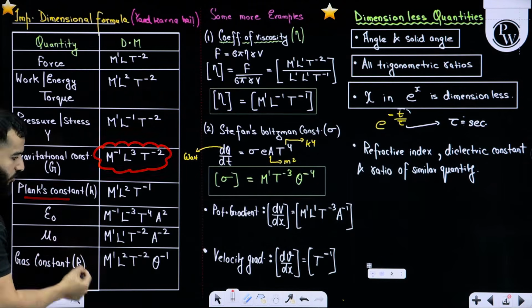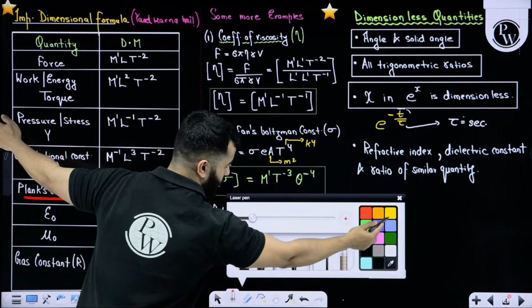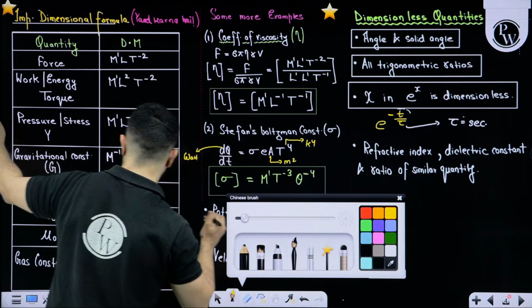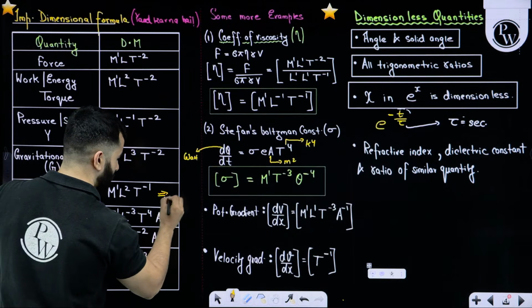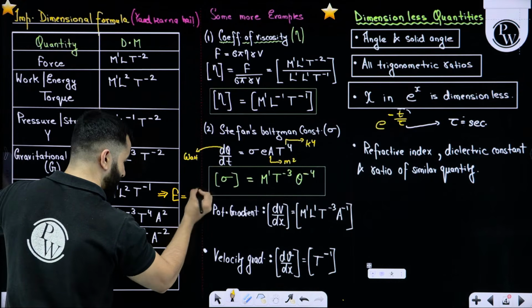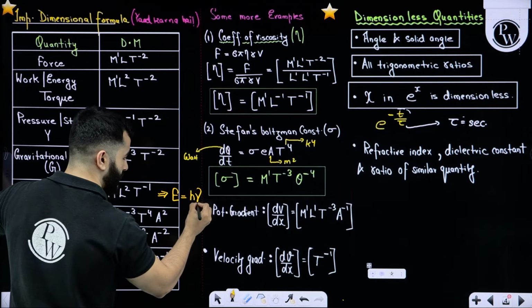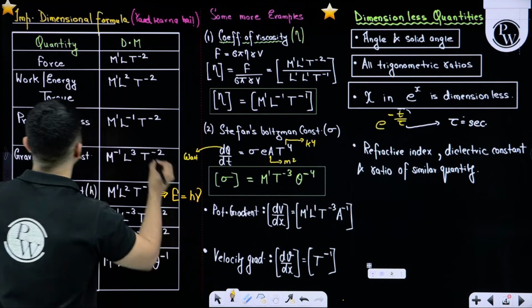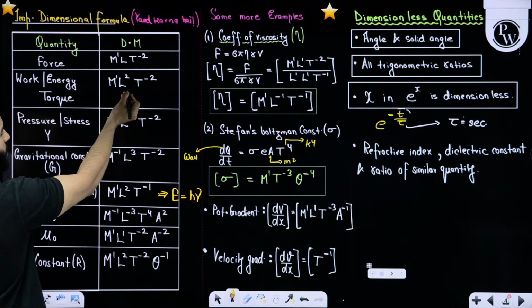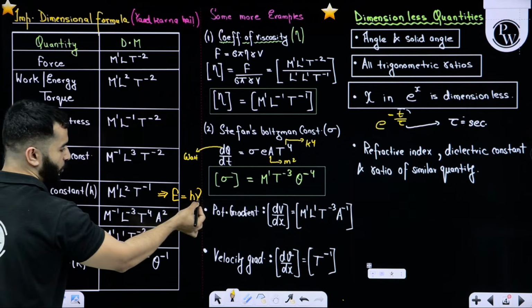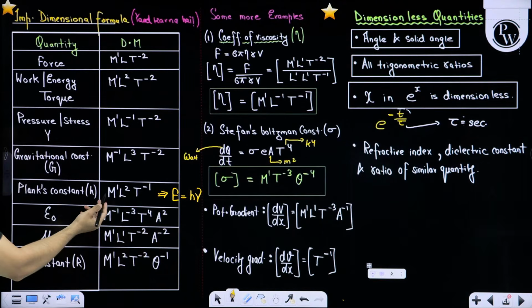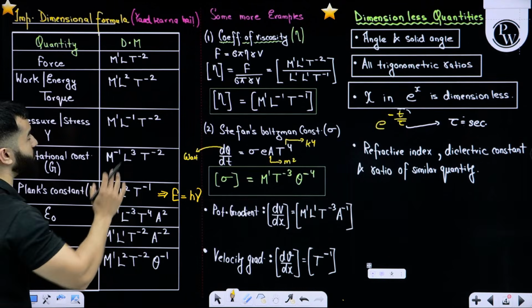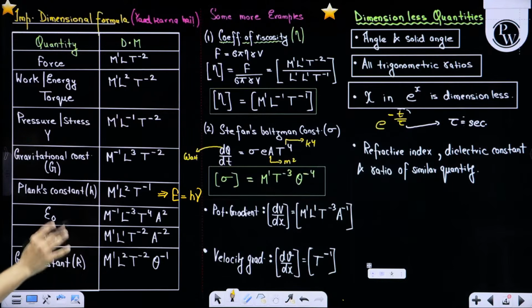Planck's constant is again one of the formulas, and let me tell you, if anyone has doubt in Planck's constant, we are going to use E equals hc by lambda or h times nu, where nu is frequency and E is energy. We already know the dimensional formula for energy. For frequency it would be T^-1. So you can find out h, and it comes out to be M^1 L^2 T^-1, right? These are important dimensional formulas.